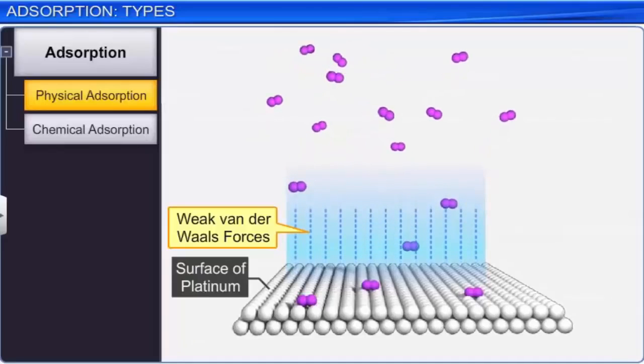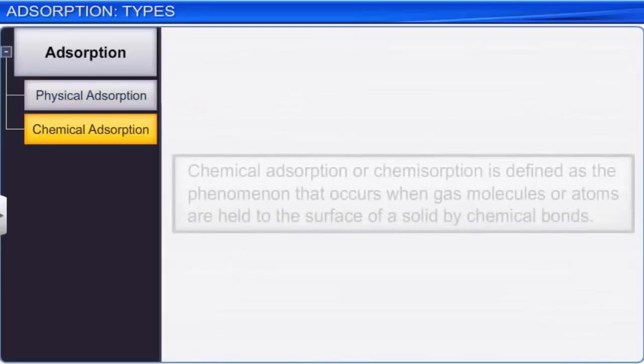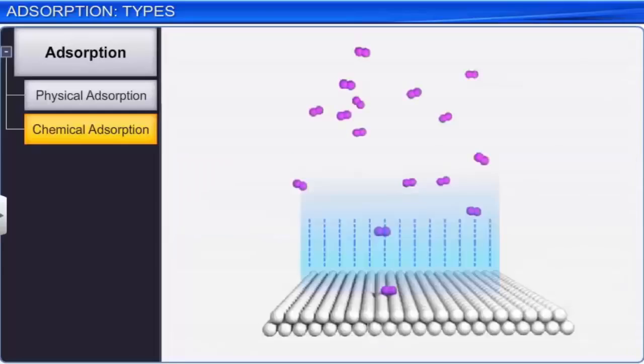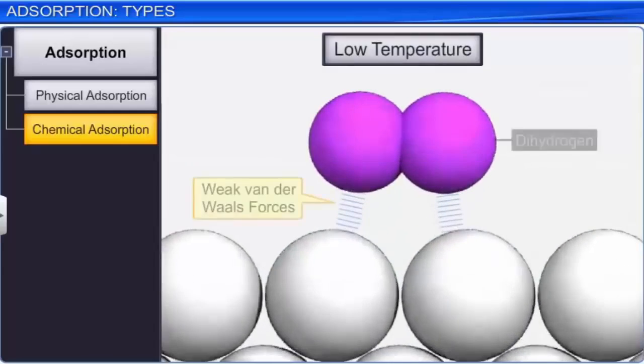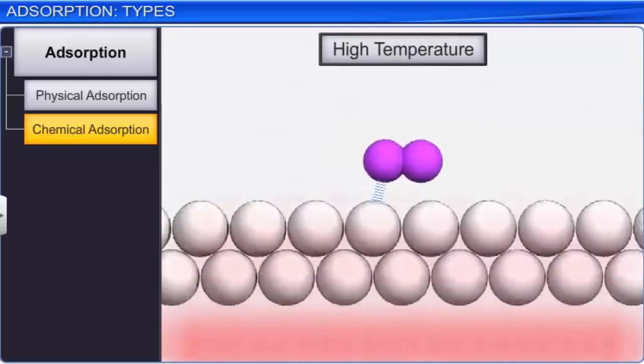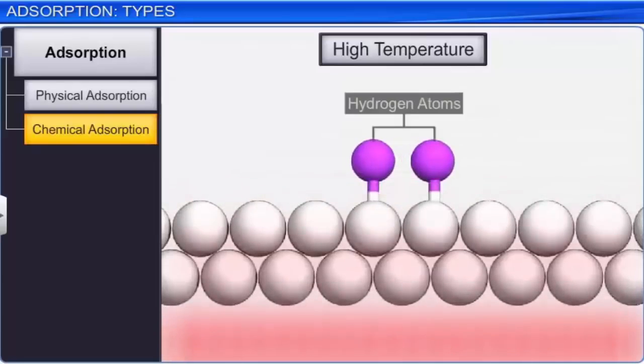Now let us discuss chemical adsorption. Chemical adsorption or chemisorption is defined as the phenomenon that occurs when gas molecules or atoms are held to the surface of a solid by chemical bonds. In the example of dihydrogen and platinum, on increasing the temperature, the adsorbed dihydrogen molecules on the surface of platinum dissociate into hydrogen atoms. These hydrogen atoms are held strongly by platinum through chemical bonds.